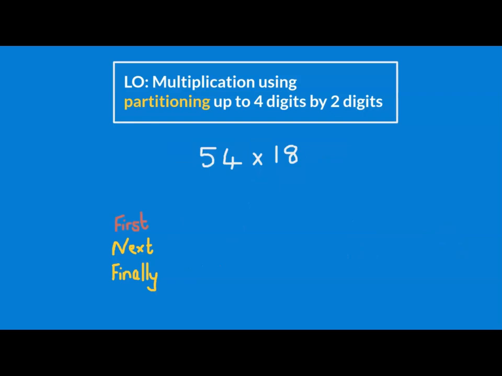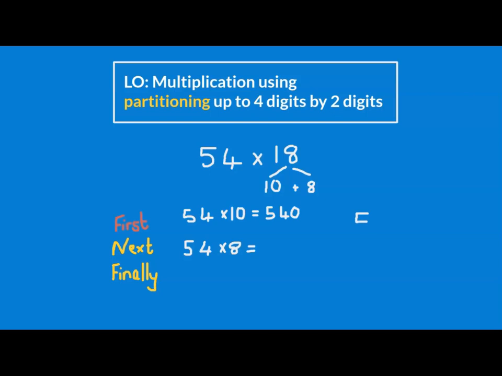Let's look at this other example. 54 multiplied by 18. We'll partition the 18 into its tens and ones values. So 18 is 10 and 8. First, we'll multiply 54 by 10. That will give us a product of 540. Next, we'll multiply 54 by the ones value. And that, of course, is 8.